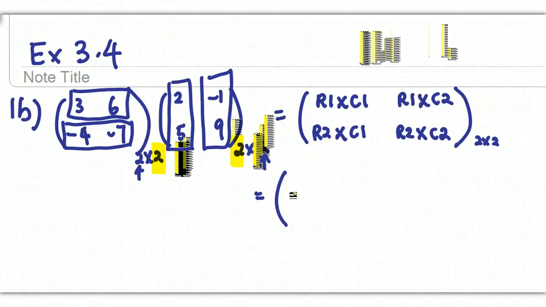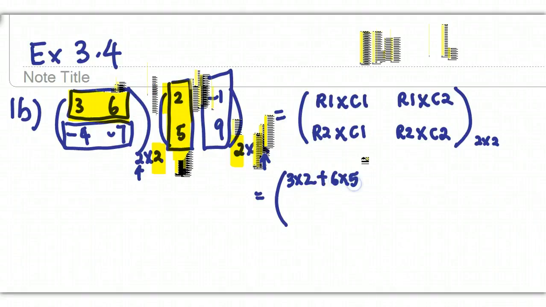Now we will work out row 1 times column 1. So I will have 3 times 2. Maybe I'll highlight row 1 and column 1 for you so that you can see it better. So I have 3 times 2 plus 6 times 5. You may want to pause the video now and try the rest by yourself.